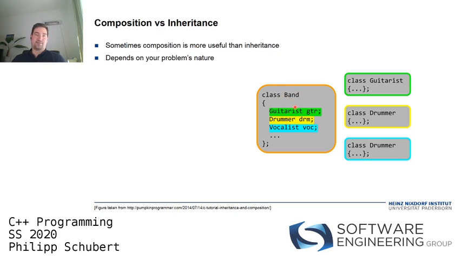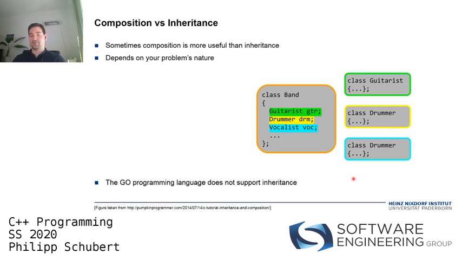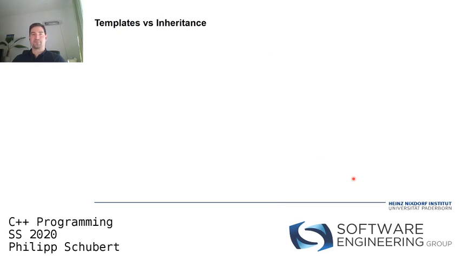So a band must have a guitarist, maybe, must have a drummer, must have a vocalist. Rather than inheriting from all those classes, just have them as data members, really. That would also be possible. And in languages such as Go, you would use composition here rather than inheritance. Okay, so that's an alternative I wanted to present to you.